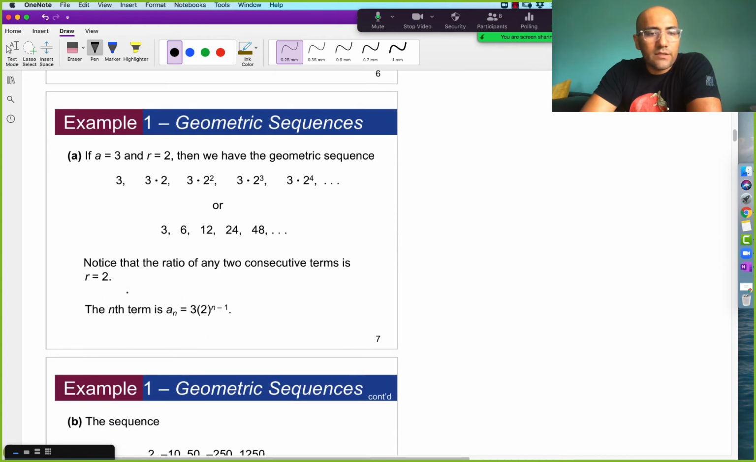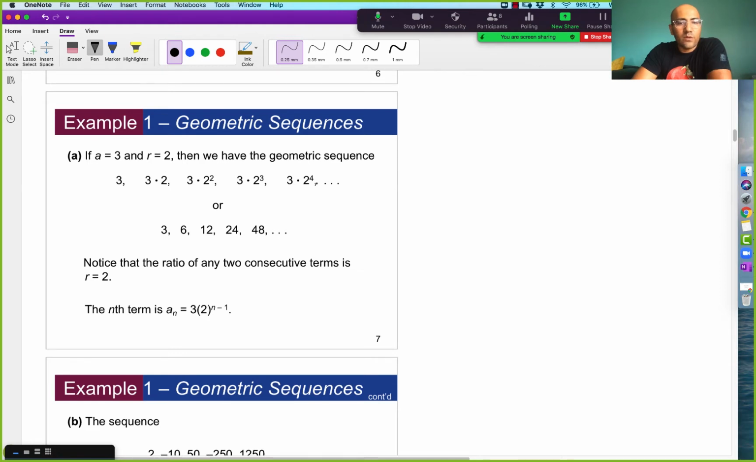Okay, so let's look at some examples of geometric sequences. Here's an example where we start off with a equal to 3, and the common r value is 2. So we start off with 3, and to get to the next one we multiply by 2, and to the next one we multiply by 2, and again by 2. We're constantly multiplying by 2 to get to the next one on the list. Of course, we can actually multiply them out, and here is another way of expressing the same sequence: 3, 6, 12, 24, 48, and so on.